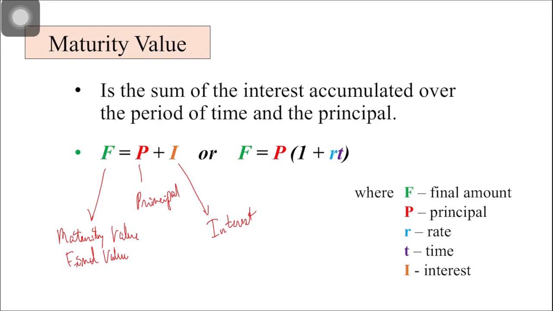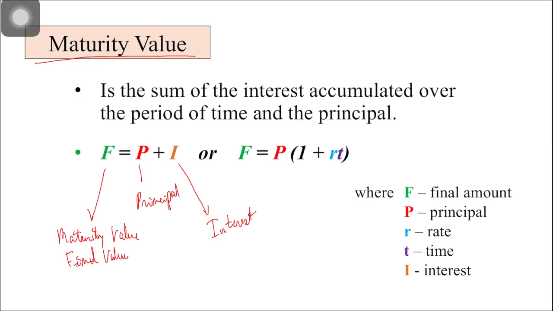So, like my example earlier, you invested 100,000 in the bank, and the bank gives 5% interest rate annually. So, after 1 year, your 100,000 earns 5,000. So, it becomes 105,000. That 105,000 is your maturity value or the final value. That's the principal, 100,000, plus 5,000 interest.